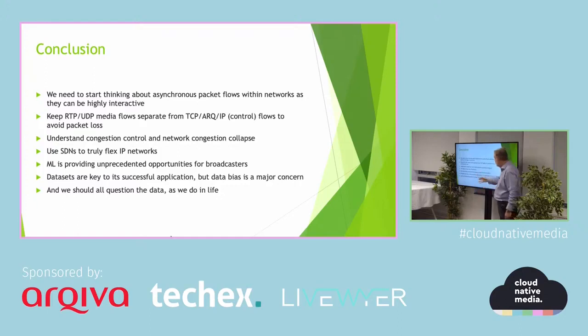Seriously, seriously big. We want to keep UDP media flows separate from TCP ARQ flows to avoid packet loss and congestion. Understand congestion control. Please understand what I mean by congestion control if you're building networks, you're streaming stuff into the cloud. Use SDNs to truly flex IP systems. They're the next big thing coming along for broadcasters.